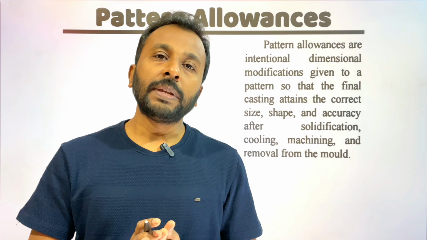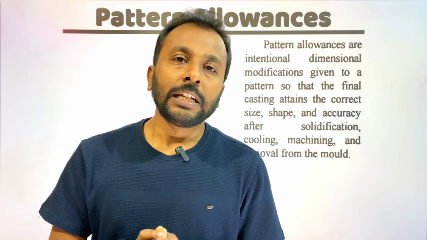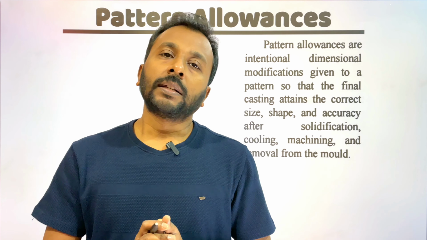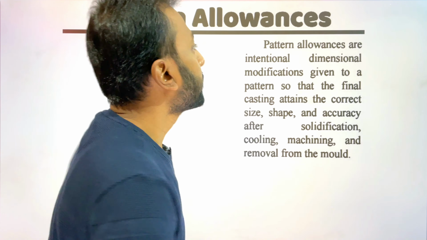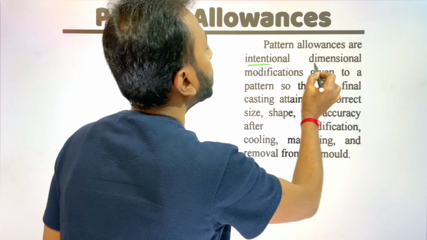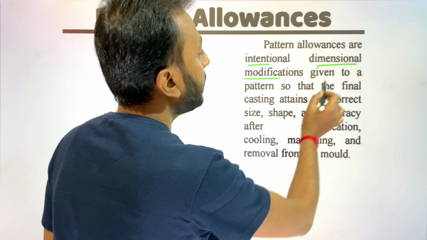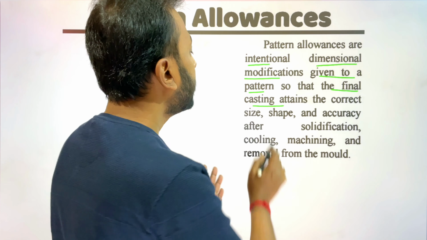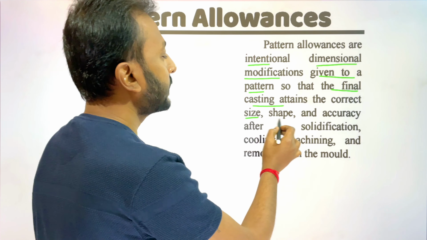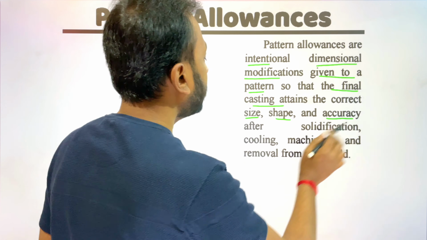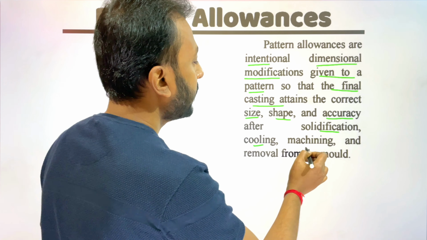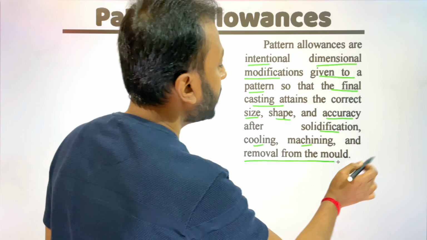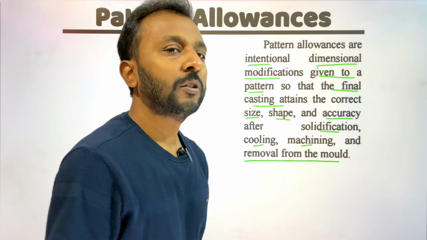So it can be positive allowance or negative allowance, that we are adding modifications to the pattern or to the original product replica. So here pattern allowances are intentional dimensional modifications given to a pattern so that the final casting attains the correct size, correct shape and accuracy after solidification, cooling, machining and removal from the mold. So this is pattern allowances.